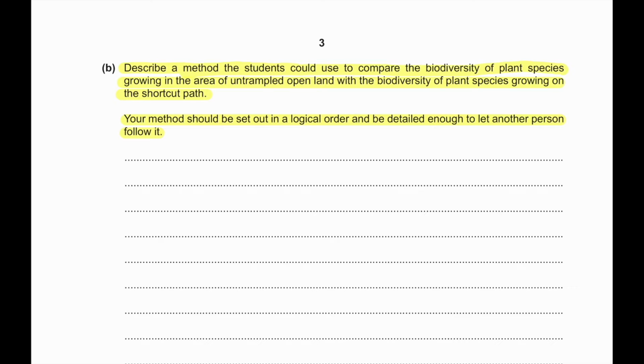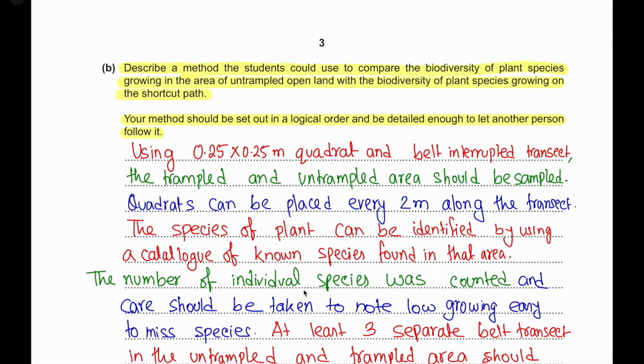At least 3 separate belt transects in the untrampled and trampled areas should be recorded. The whole investigation should be repeated at different times of the year, and Simpson's index of biodiversity should be calculated for fair comparisons in different times of the year, because different times of the year will have different amounts of plants, different kinds of plants present over there. Some plants may cause allergy, so the person who is conducting the experiment should wear protective clothing and should wear gloves to prevent allergy.